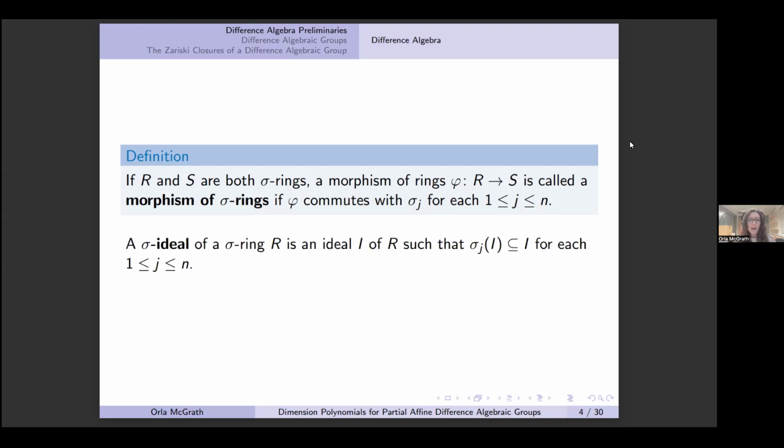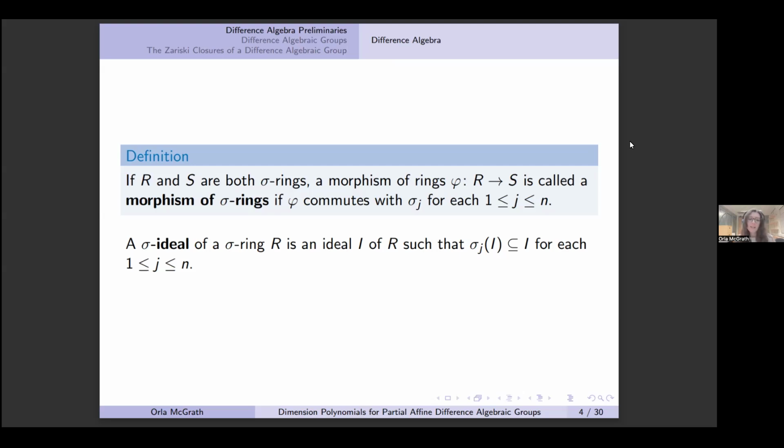Similarly, we have a difference ideal of a difference ring, which is an ideal of the underlying ring that is closed under each of these basic endomorphisms. An open problem in difference algebra is still finding the exact classes of difference ideals that are finitely difference generated. There are some conjectures that are still waiting to be proven or disproven. In this talk, I'll introduce a class of difference ideals that are finitely difference generated.